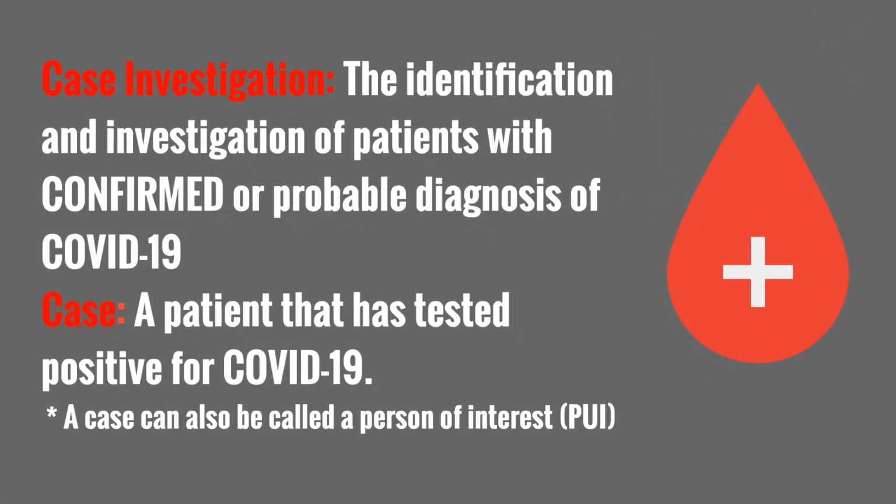Case investigation is the identification and investigation of patients with confirmed or probable diagnosis of COVID-19. A case is defined as a patient that has tested positive for COVID-19. In some literature, they use the word person of interest, a PUI. This is another term for a case. So the main thing here is that a case, this person actually has a positive COVID test. It's pretty positive that this person has COVID-19.